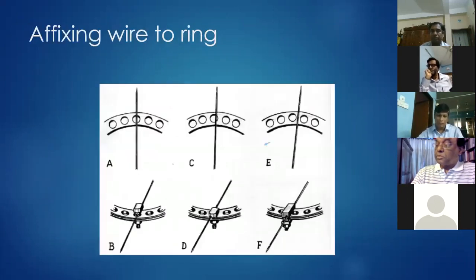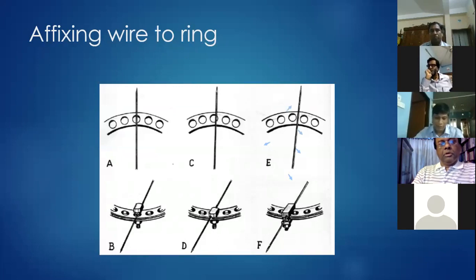Affixing of the wire to the ring. The three possibilities for wire and ring hole position are: wire over the middle of a hole, wire near the edge of a hole, or wire between the holes. So we use a cannulated wire fixing bolt when the wire is in the middle of the hole, and near the edge we use a slotted wire fixing bolt, and when the wire is situated between two holes, we use a buckle.